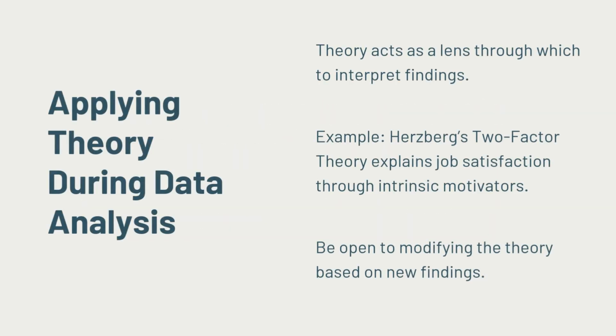Now, once you've collected your data, you're going to use theory to help interpret your findings. In a sense, your theory acts like a lens through which you look at your data. For example, if you're using Herzberg's two factor theory in a study on job satisfaction, your analysis might reveal that employees are highly motivated by recognition and opportunities. And these are things that Herzberg identifies as intrinsic motivators. Your theory will help you explain why certain factors are more influential than others.